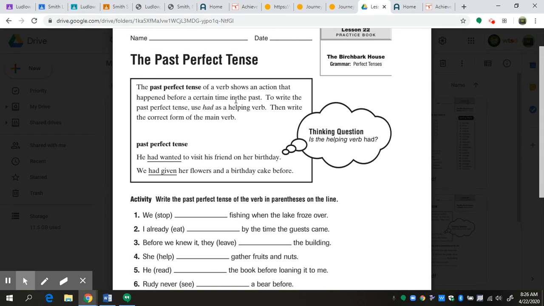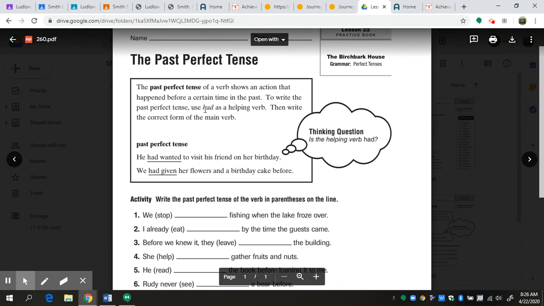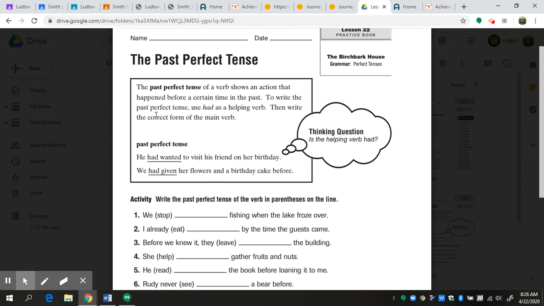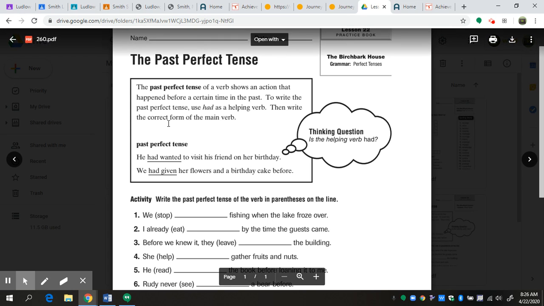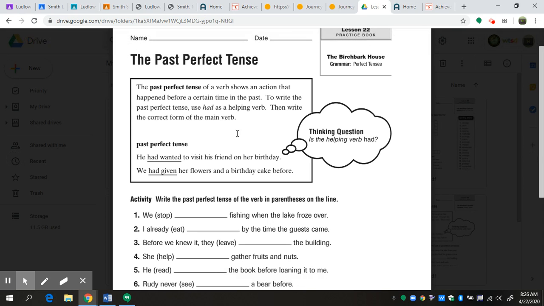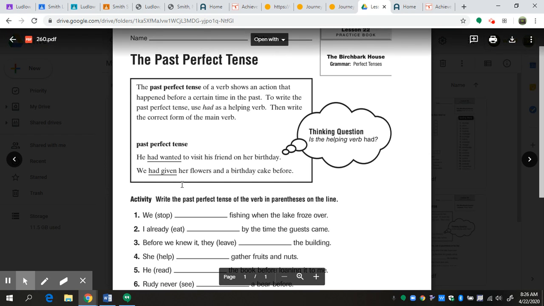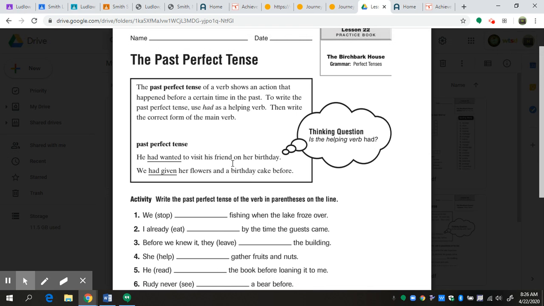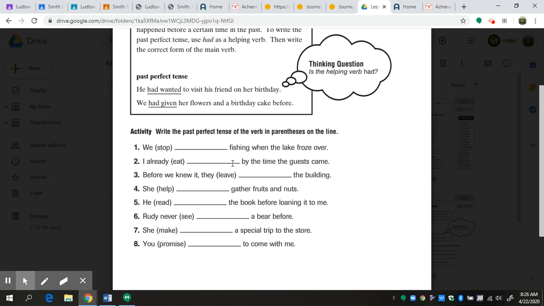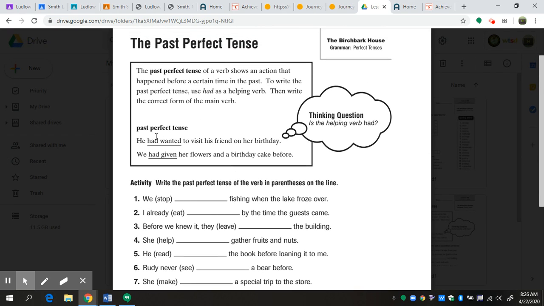The past perfect tense of a verb shows an action that happened before a certain time in the past. To write the past perfect tense, use had as a helping verb. Then write the correct form of the main verb. Past perfect tense: he had wanted to visit his friend on her birthday. We had given her flowers and a birthday cake before. So the past perfect tense is by far the easiest. You are always using the word had.